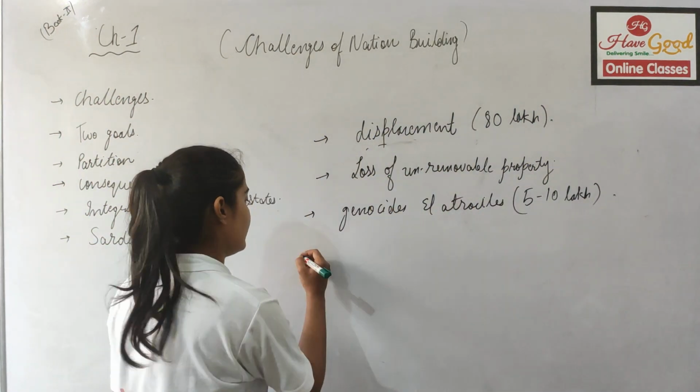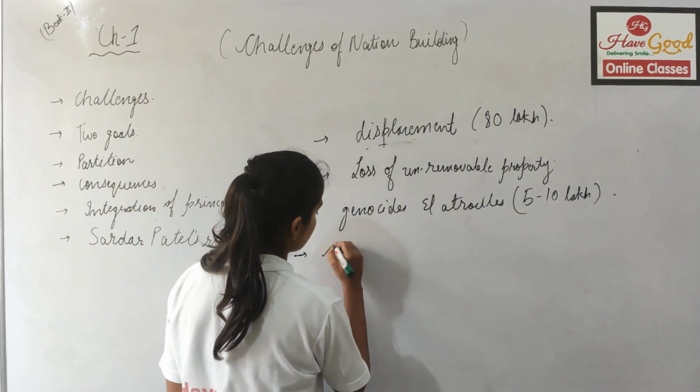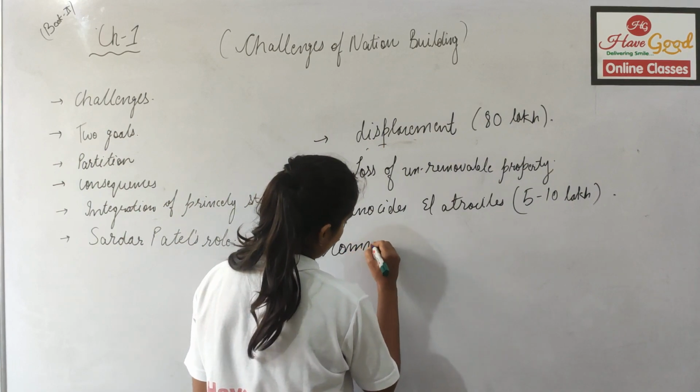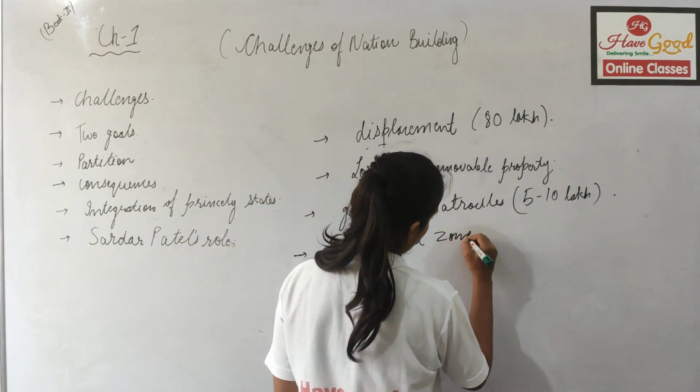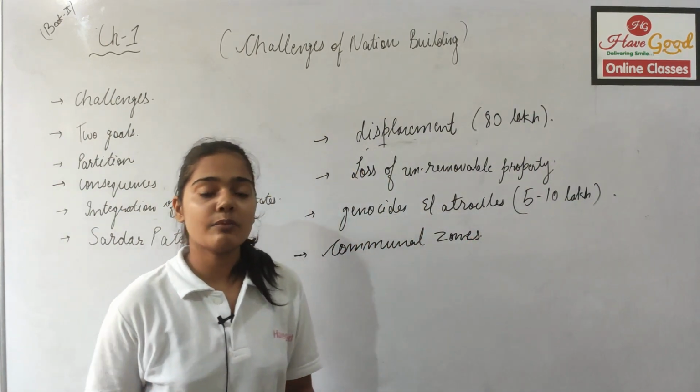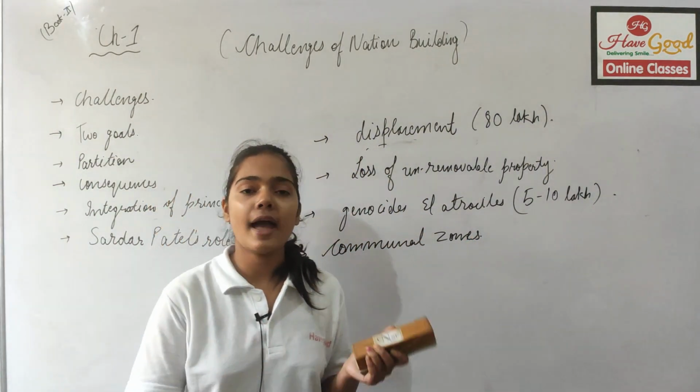Now let's move to the next point, that is communal zones. Most important point among these, that two communal zones were created in Punjab and Bengal.